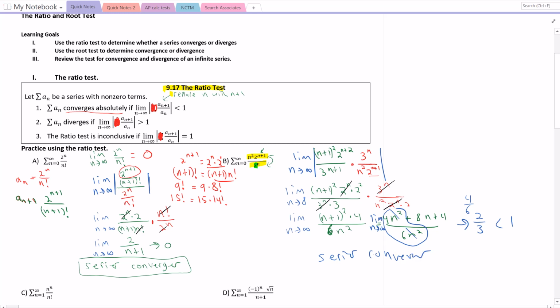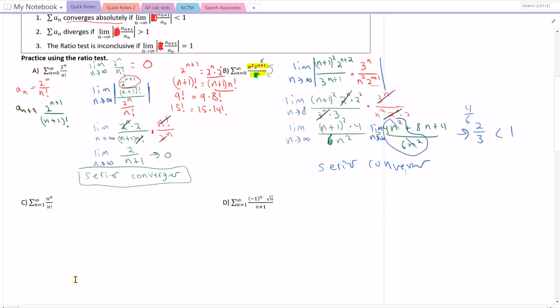All right, next one. n to the n over n factorial. This is a weird guy. Now, we know that n to the 5th power grows slower than n factorial. And we also know that 5 to the n grows slower than n factorial. But do we know how n to the n grows compared to n factorial? Well, maybe we're not sure at this point, right? So we're not really sure what the nth term test would give us there.